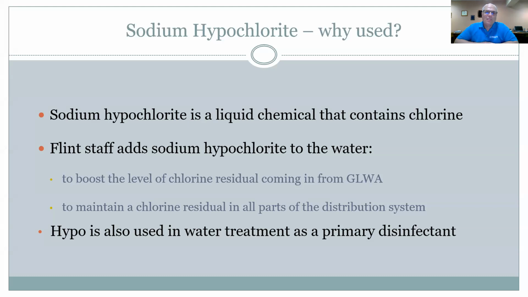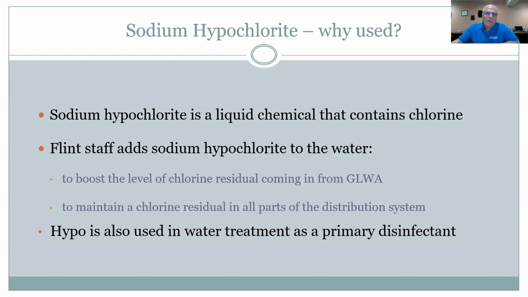Of course, Flint staff adds sodium hypochlorite to the water to boost the level of chlorine residual coming in from Great Lakes Water Authority and to maintain the chlorine residual in all parts of their distribution system. And they have goals for different parts of the system. Like I said, it's very involved, and I can't get into all of it here right now.